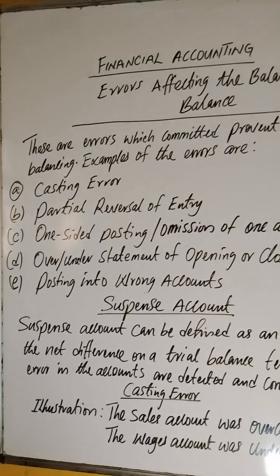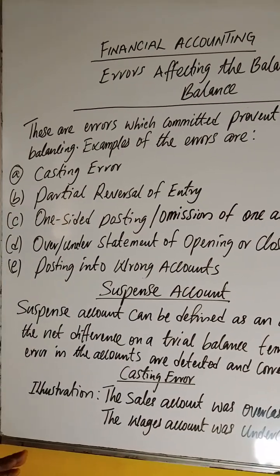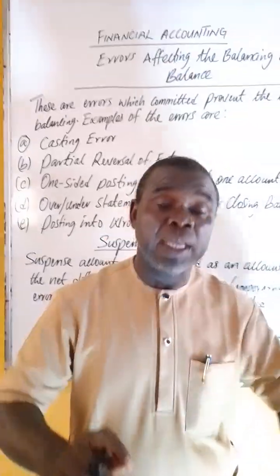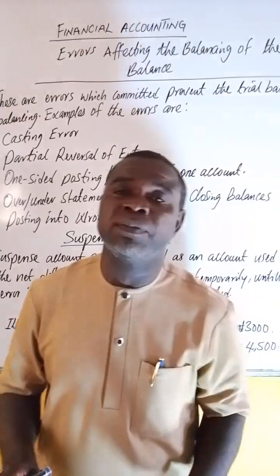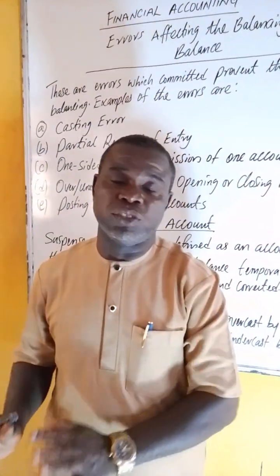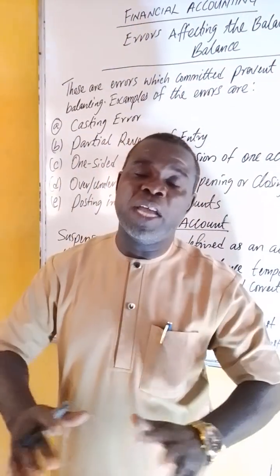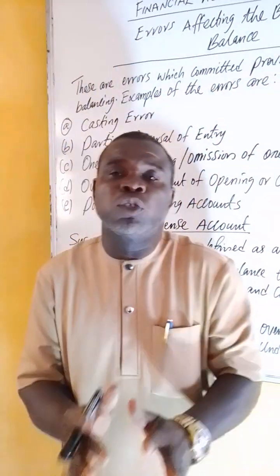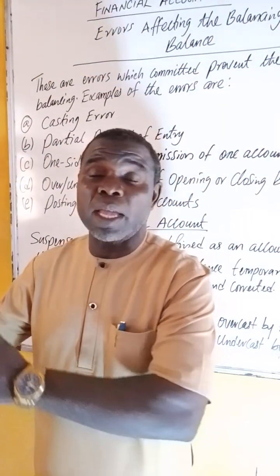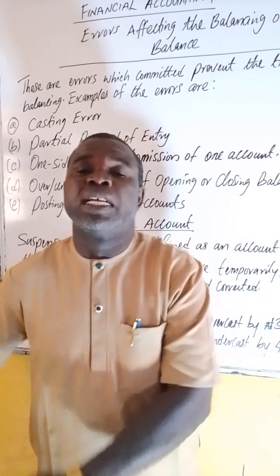Examples of errors are, number one, what is called the casting error. The casting error is a situation whereby the figures used in accounting are either overstated or understated. That is, you overcast the figure or you undercast the figure. For example, if an amount that's supposed to be posted in the books of original entry or in the ledger is 20,000 and you post 2,000, it means you have understated the figure.